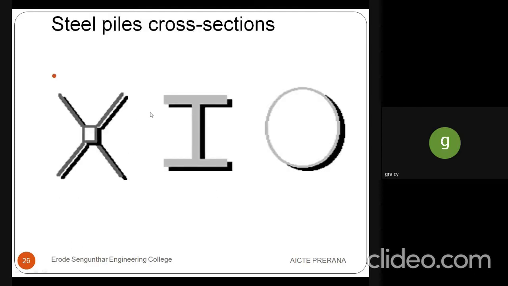So we can see the cross section of the steel pile. See here, it is a cross section like an X. Then second is an I-shaped cross section, and then third one is circular shape.